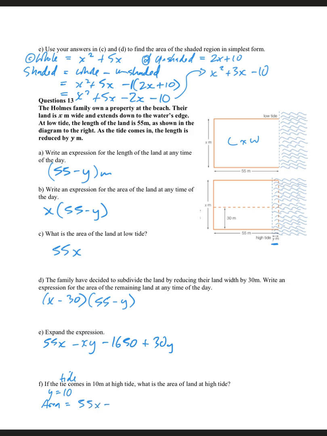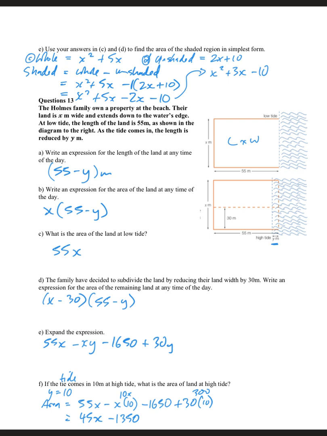55x. So using the expression from before, take x lots of, we know that y is 10, take 1650 plus 30 lots of 10 because we were told y was that. So you're going to have 55x take 10x, and 30 times 10 is 300. 55x take 10x is 45x. Negative 1650 plus 300 is going to be negative 1350. That's the area of the land at high tide.